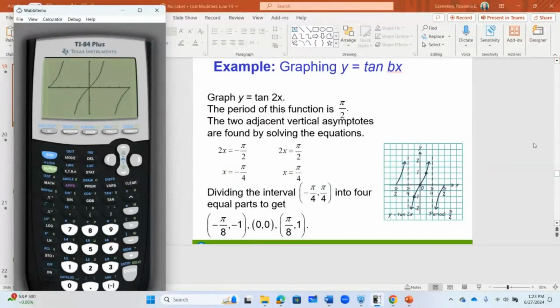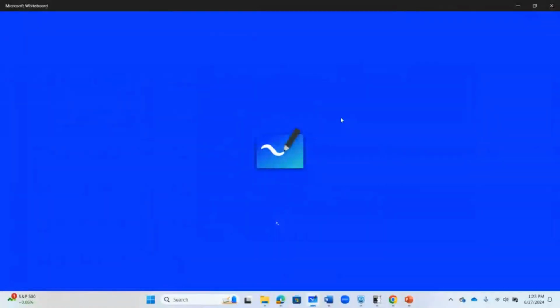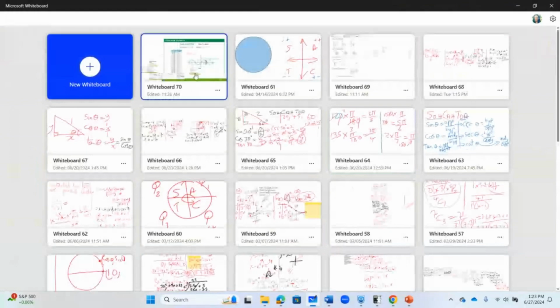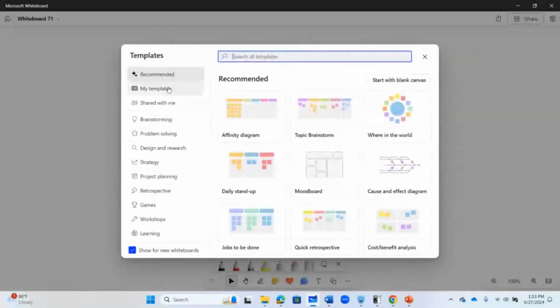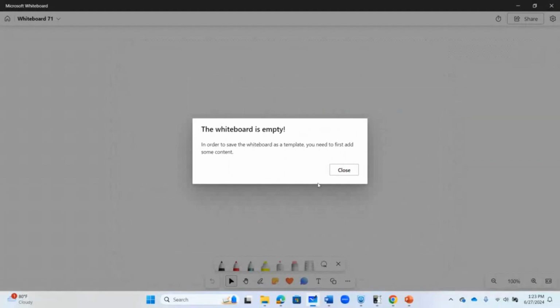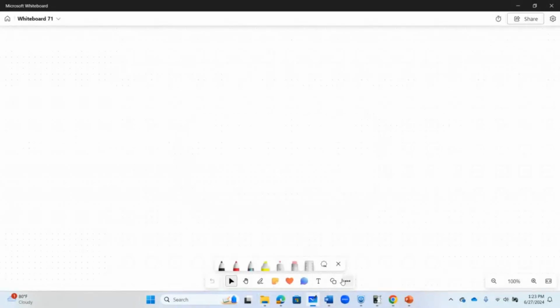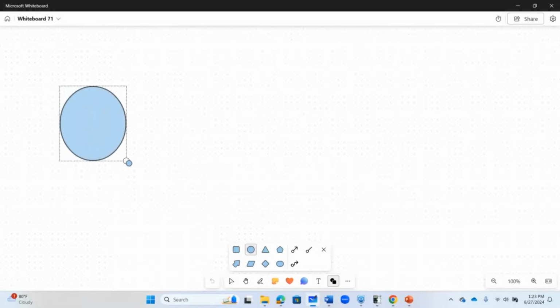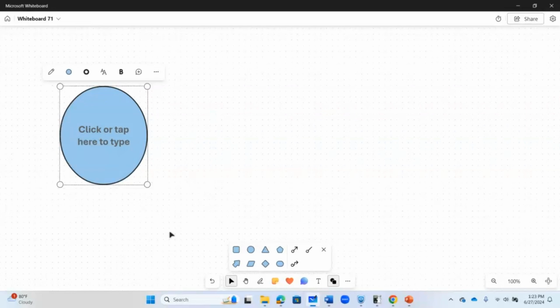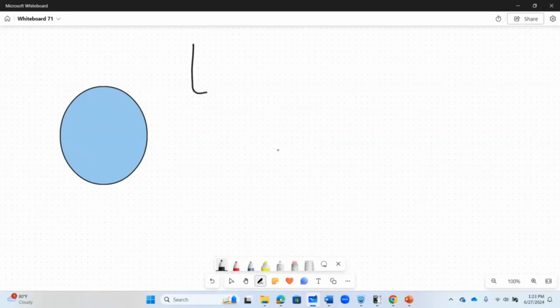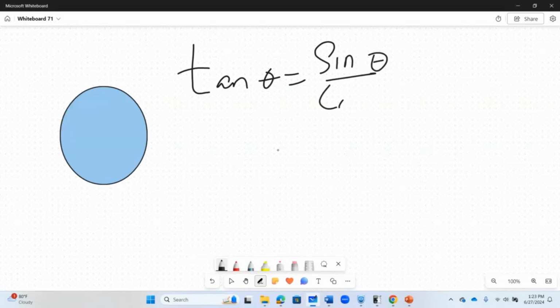All right. So we want to know why the sine curve is broken. The sine curve is not a continuous function. So let's go to a plain whiteboard and find out why sine is a broken function. I'm just going to draw a unit circle here. And another thing we do know is that tangent of theta is equal to sine theta over cosine theta.